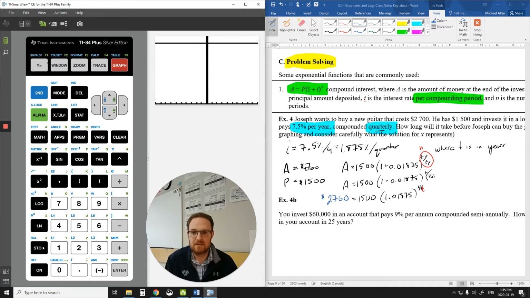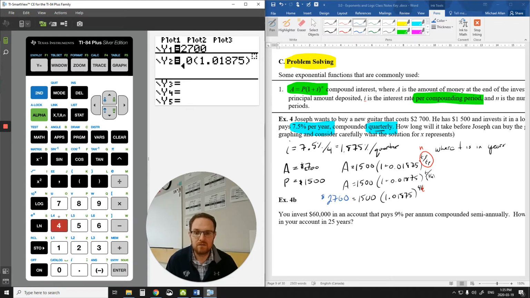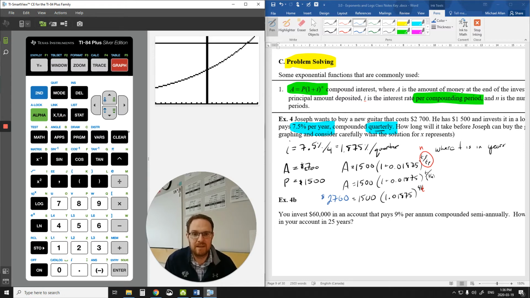Okay. So then what we're going to do for the other part, that y is equal to 2, we're going to put the other side of this equation. So this bigger piece here is going to go on this side. So y equals 1,500 bracket 1.01875 bracket to the power of 4x. You can't put a t in, you got to put your x's in there. Then you hit graph. All right.